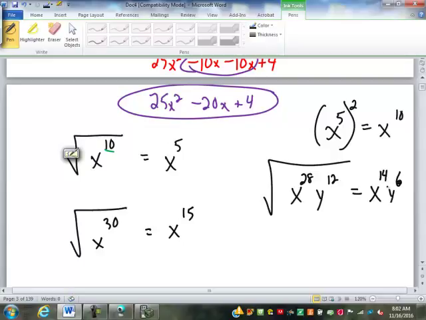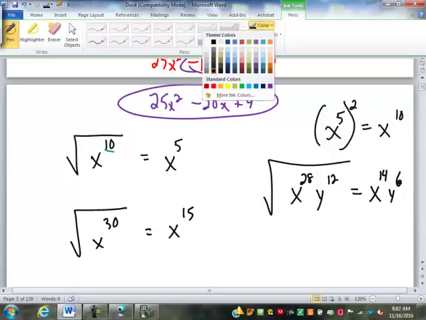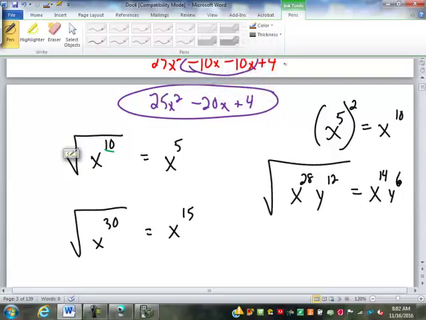The powers are divided by 2. Now, because of that, there is actually an equivalency between a root and a power. The square root of x to the 10th is the same as taking x to the 10th to the power of 1/2. A square root is the same as a power of 1/2. 10 times 1/2 is 5. That's x to the 5th.